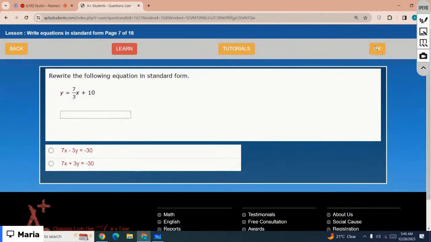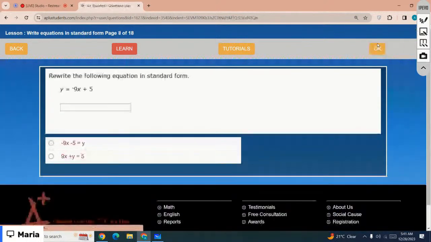Rewrite the following equation in standard form. So, which is the correct option? That is option number one. 7x minus 3y equals negative 30 is the correct option, right? Okay, you can complete the lesson by yourself later today.